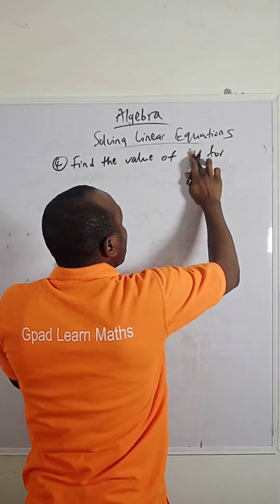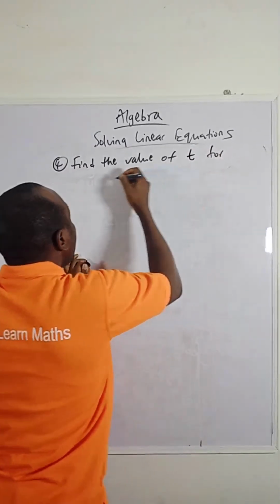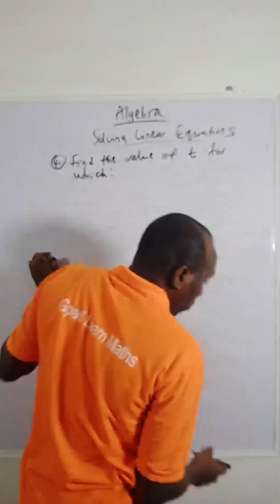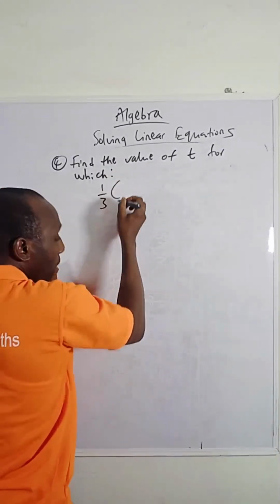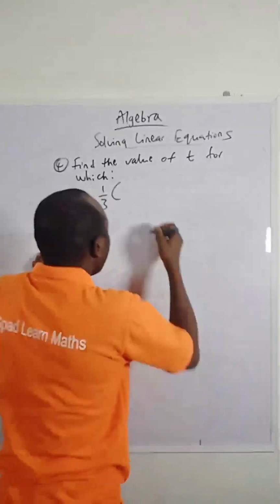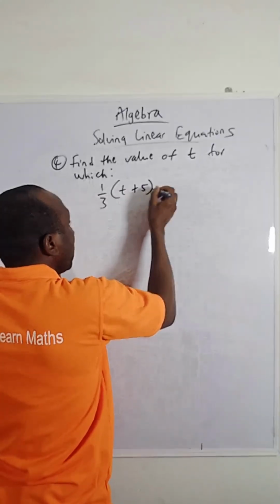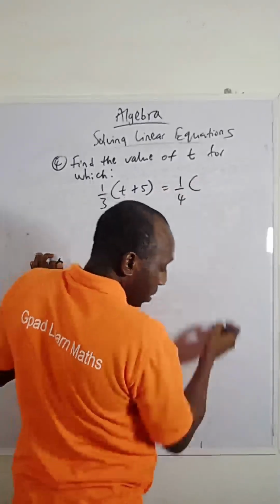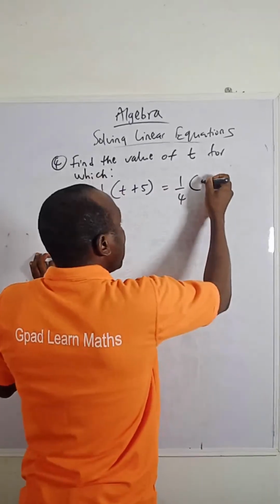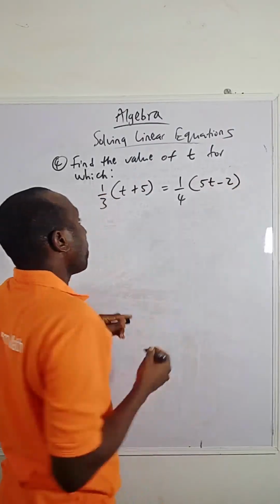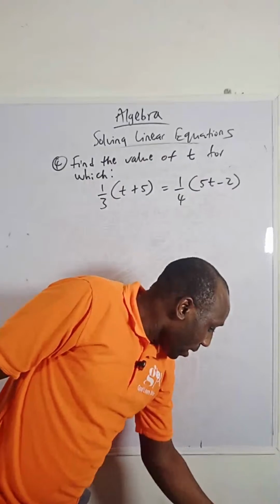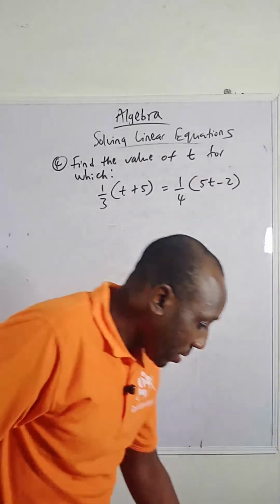For this, t is the unknown, by the way. For which 1 over 3 bracket t plus 5 is equal to 1 over 4 bracket 5t minus 2. All right. Can we all do this? And let me have your answer in the chat.